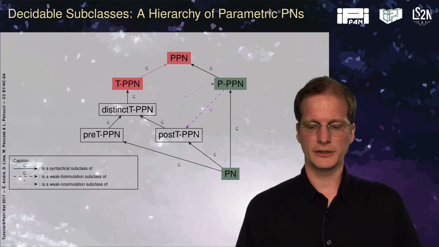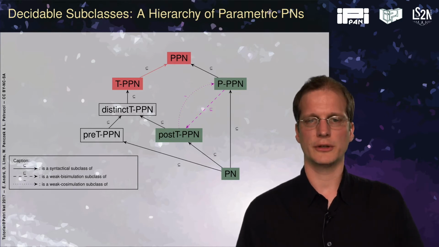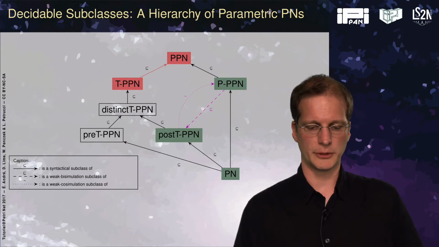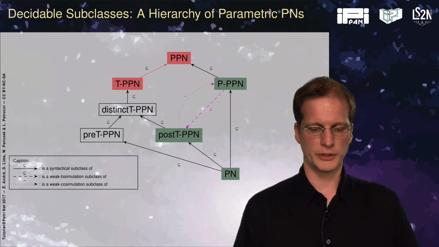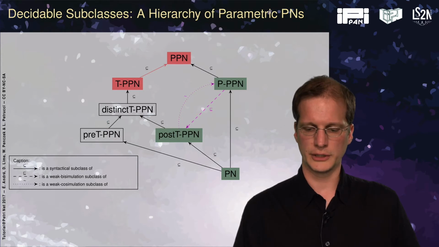So we have decidability here, and as I said before, thanks to our reductions, we have equivalence for coverability, so we can also say that it's decidable for post-T PPNs. So now to complete our picture, we will focus on parameters as input arcs.